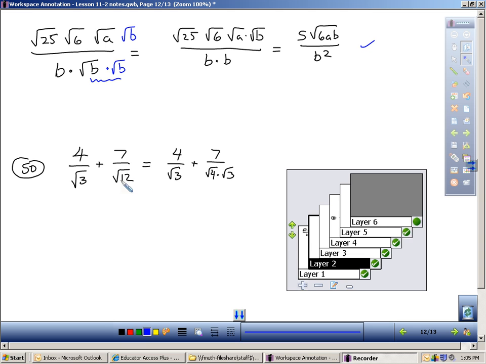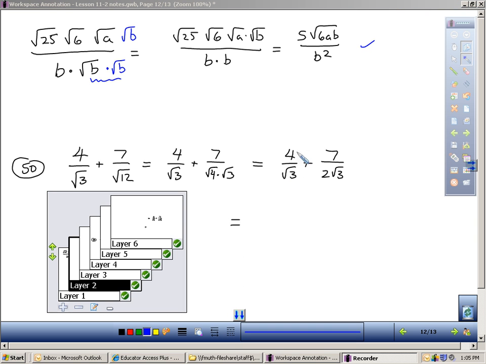I know that the square root of 12 can be broken into square root of 4, square root of 3. And the square root of 4 is 2. So I end up with 4 over radical 3 plus 7 over 2 radical 3. Now, I did that for a reason. Do you notice how these both have radical 3 in the denominator now? So I'm very close to having a common denominator. They both have a radical 3, but this has a times 2 in it.